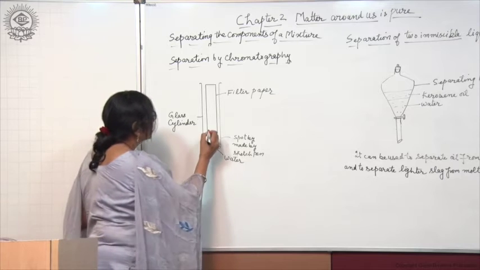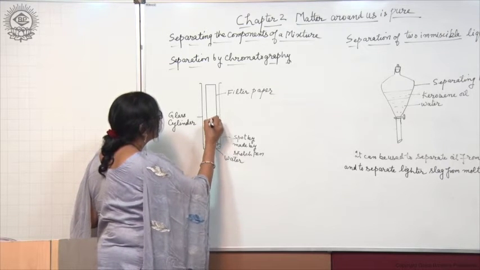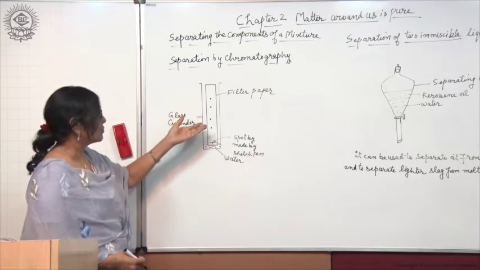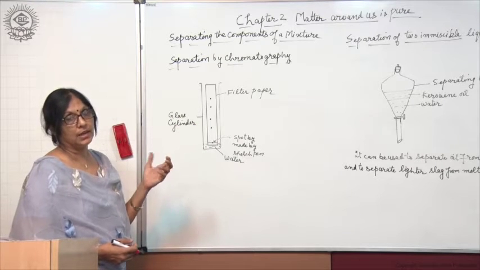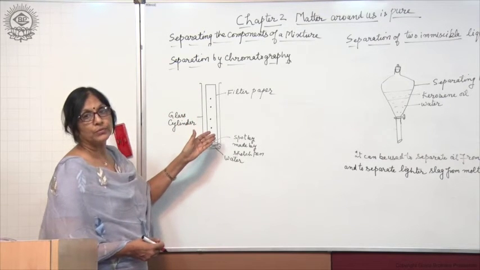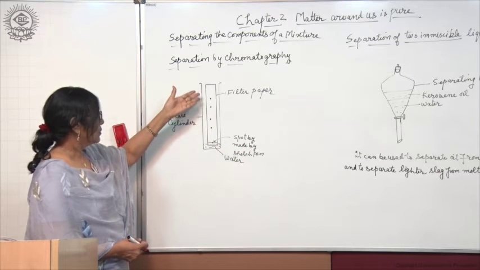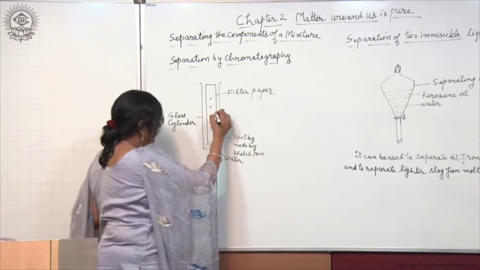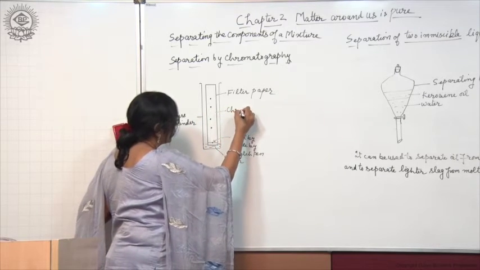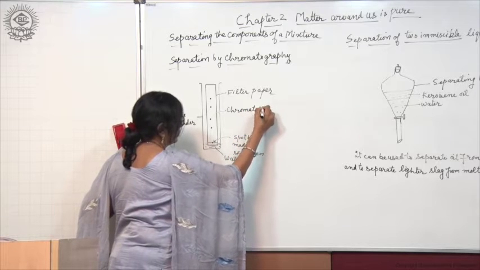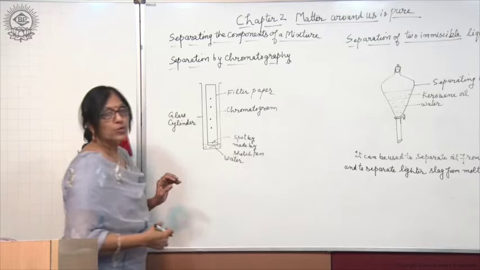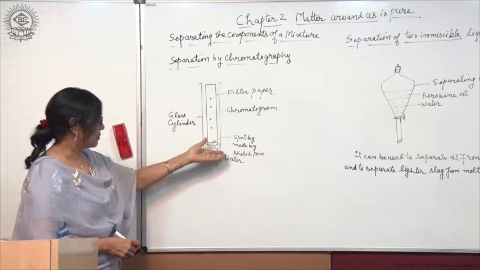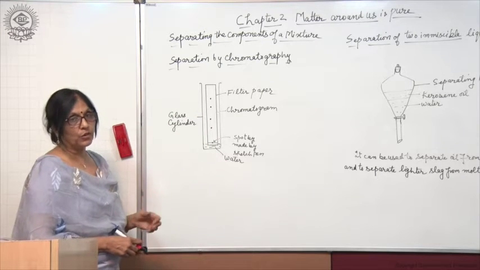After some time you will find various colored spots at different distances, and these spots may be pink, blue, green in color. These are all the colored spots, and these are the solid substances present in the ink. And this paper now is called a chromatogram. Now, this paper chromatography can be used to separate the solid substances which are present in the ink dissolved in water.